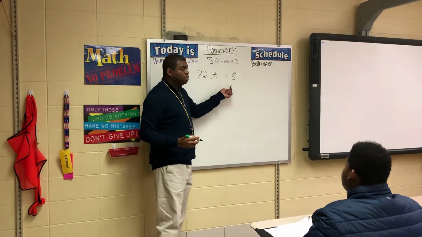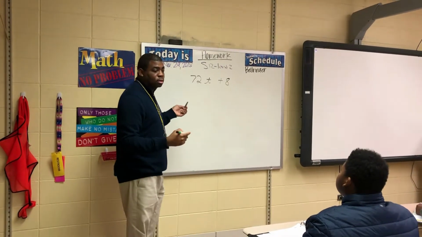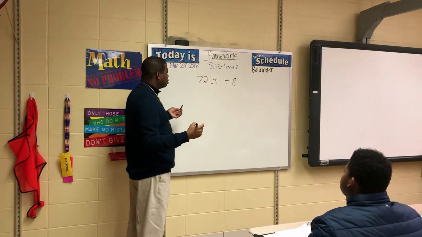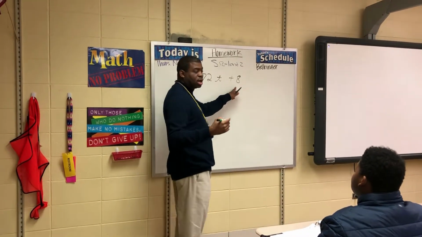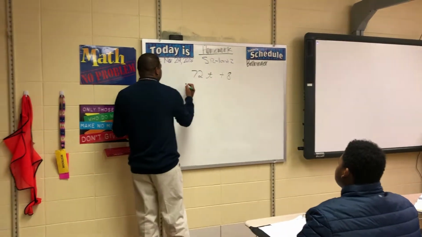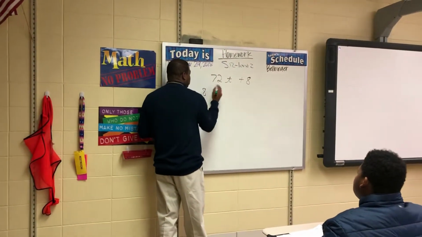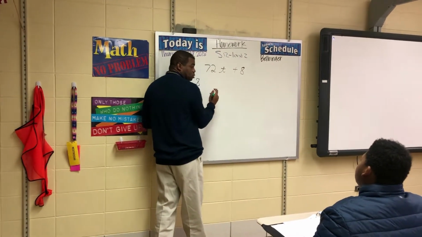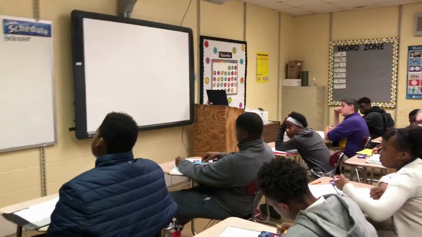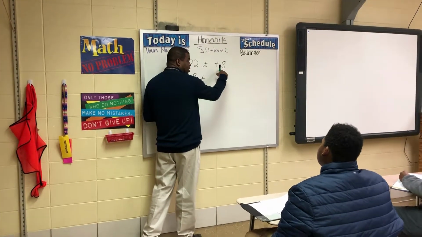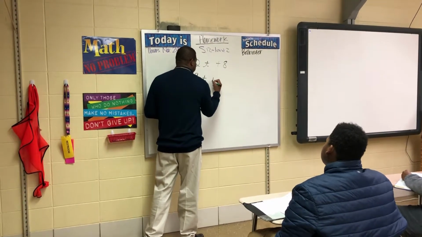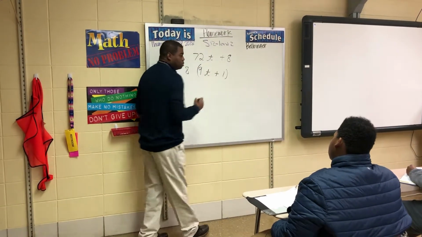What y'all think is our common factor? Yes, John. 8 what? T. Do we have t in both of them? No. So what is our common factor? You say 8. So if I divide, 8 times what gives me 72? 9. I have to bring down my t. 8 times what gives me 8? 1. So 8 in parentheses, 9t plus 1.